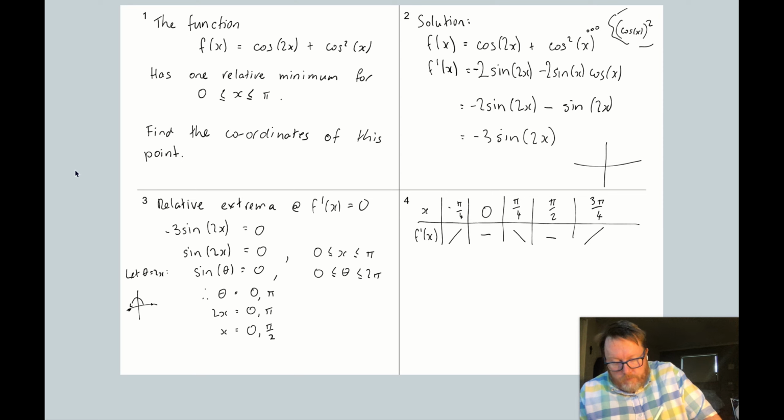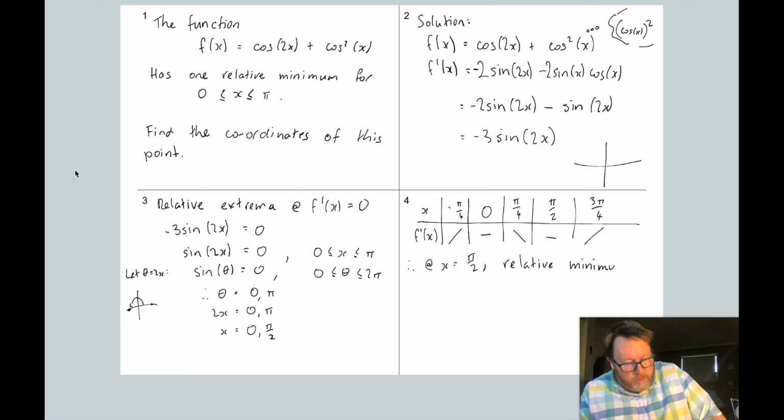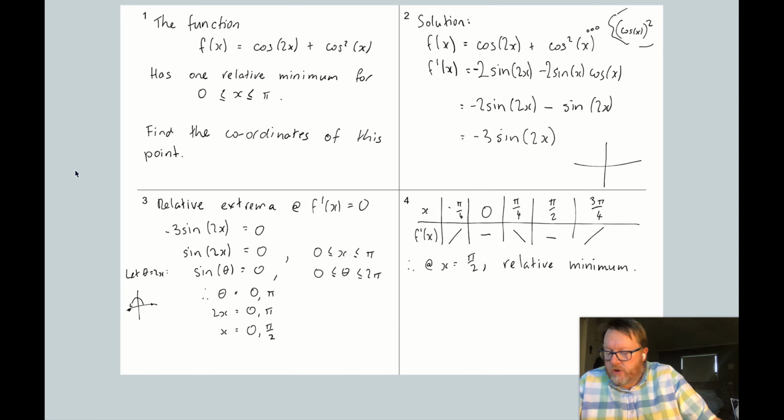that, therefore, at x equals pi on 2, we have a relative minimum, or a local minimum, sometimes they're called. That's fine. The next thing we have to do is work out the y-coordinate, right? The x-coordinate is pi on 2, but what's the y-coordinate? It's not too hard to do.